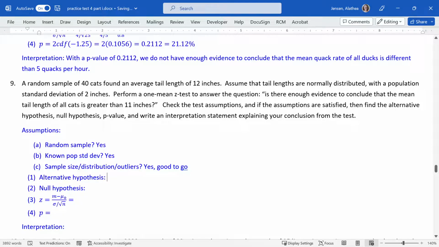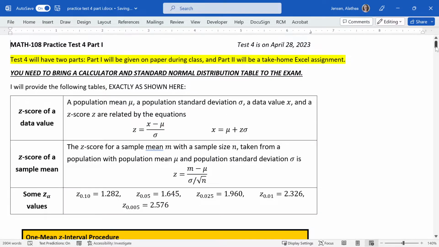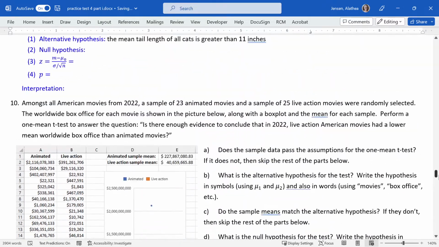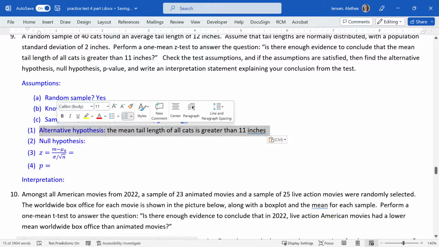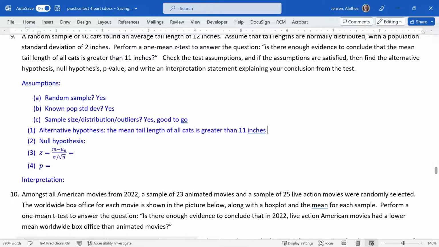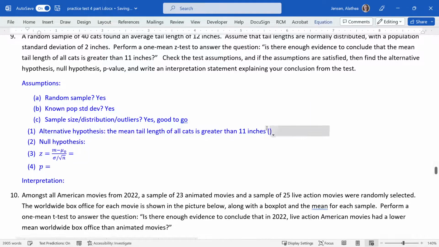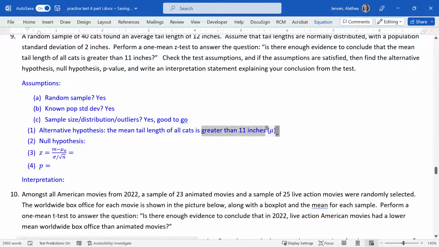All right, so alternative hypothesis, again, I'm just going to take this from the question. Is there enough evidence to conclude that, okay, so here's the alternative hypothesis right here. The mean tail length of all cats is greater than 11 inches. So I'm just going to paste that in here. Oops, sorry about that. Keyboard shortcut gone awry there. Okay, and then if I want to put that in terms of symbols, the mean tail length of all cats, that is my mu. And then I have greater than 11.